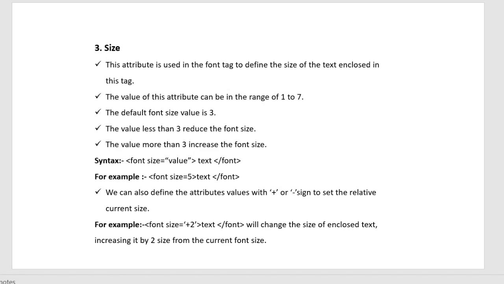For example, font size is equal to plus 2, and then write down the content, paragraph, text, and then you can close the font tag. It will change the size of enclosed text. What is the meaning of this plus 2? Plus 2 changes the size of the text, increasing it by 2 from the current font size, and the current font size is 3. The default size is 3.